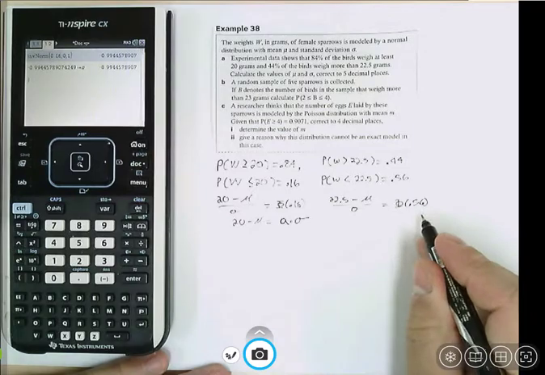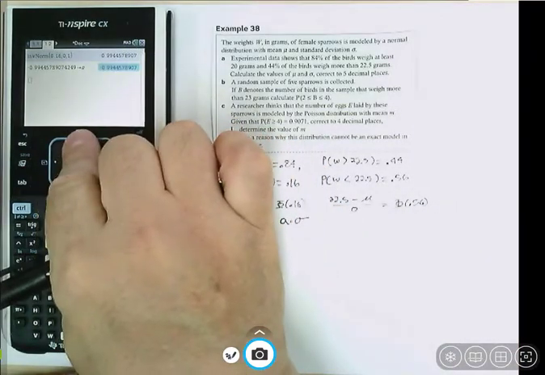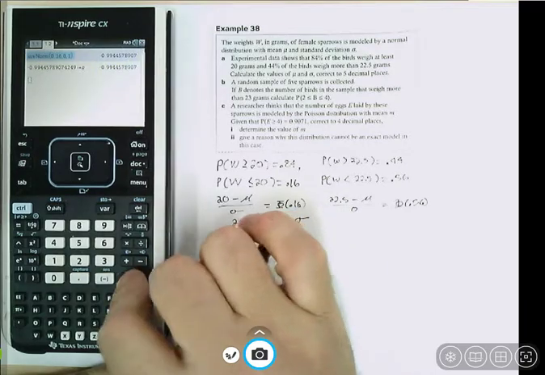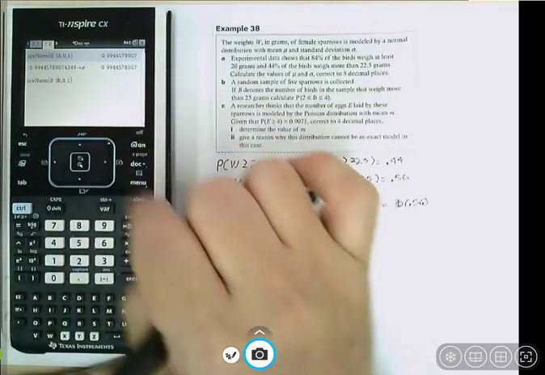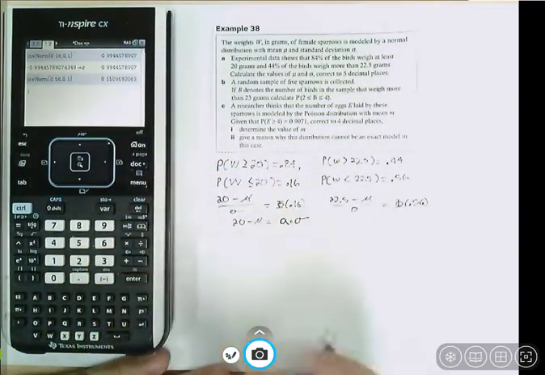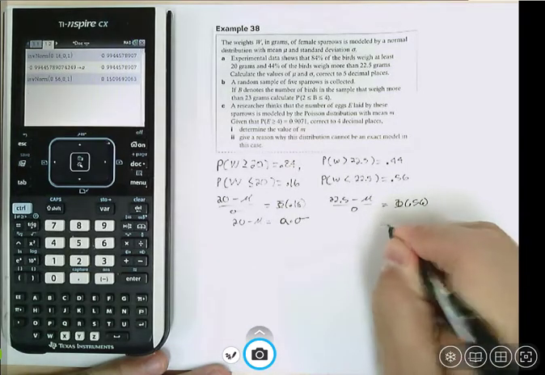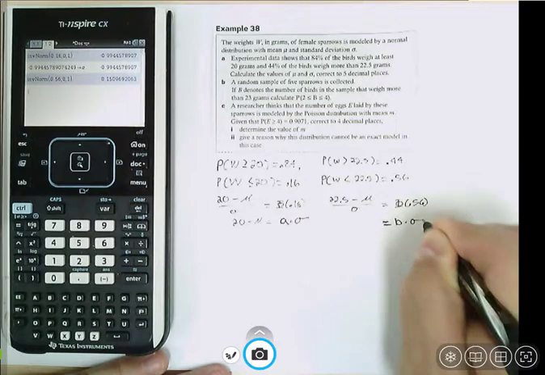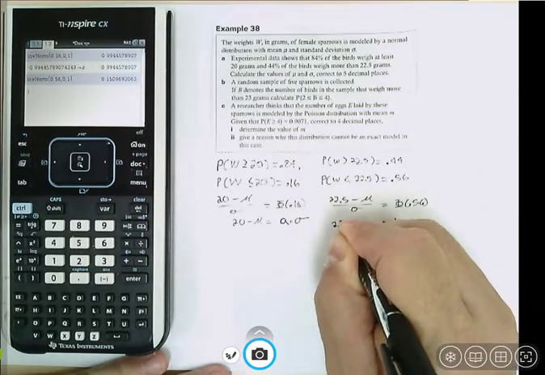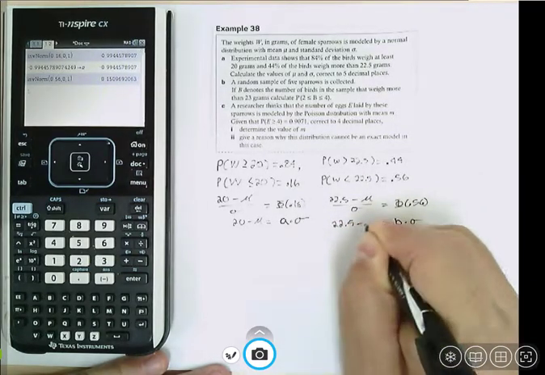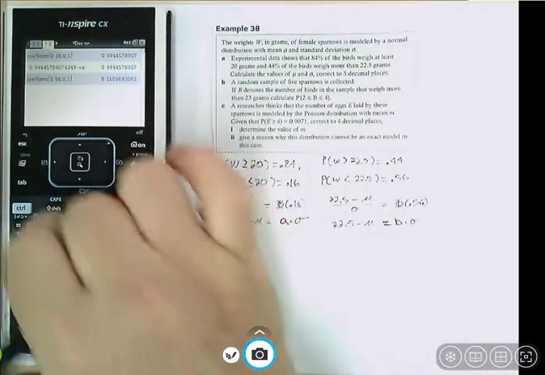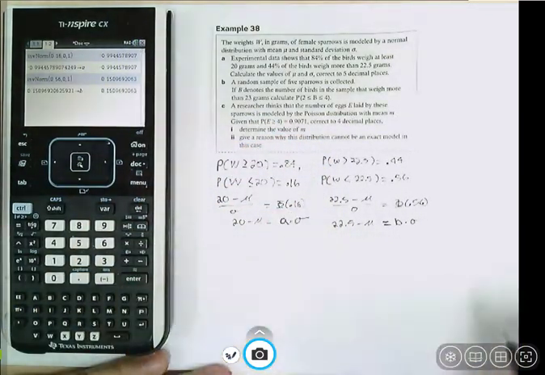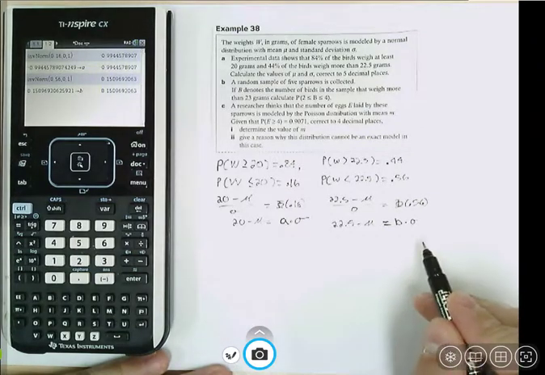Right? Same thing is going to happen over here, but I'm just going to find out what my inverse of 0.56 is, normal inverse, and I can just do a quick little edit here, and I have that value, but I'm going to store that as my letter B, and then I'll have B times my standard deviation, and I'll have 22.5 minus mu, and real quick store that as B, and there you go. And now I have a systems of equations.